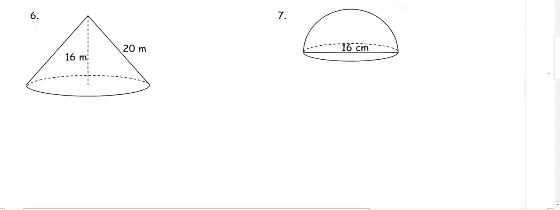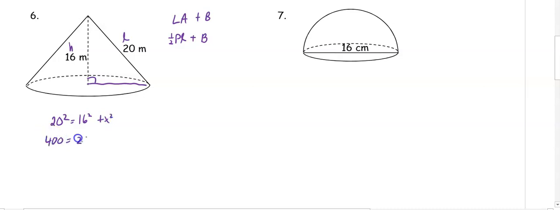Number 6, we have a cone. For a cone, it's lateral area plus only one base. Your lateral area is 1/2 perimeter times the slant height, plus the area of our base. If we know that the slant height is 20 and we know that the height is 16, we need to do Pythagorean theorem to get our radius. So 20 squared equals 16 squared plus x squared. 400 equals 256 plus x squared. 144 equals x squared. So x is 12.